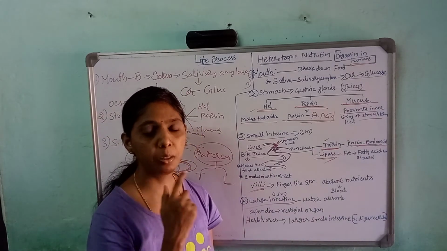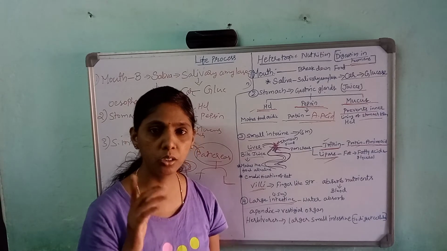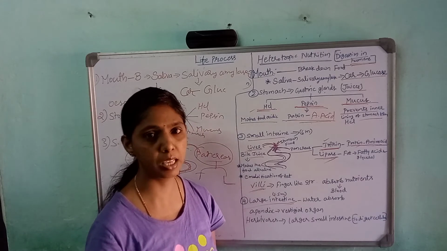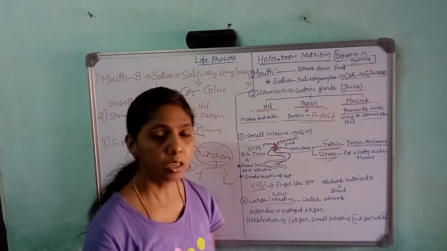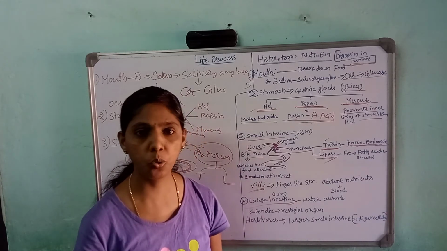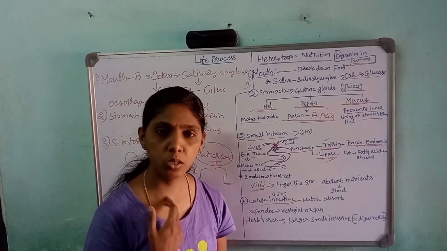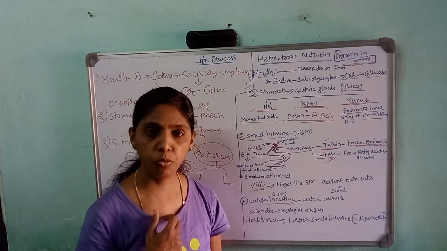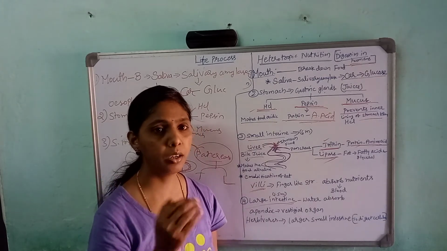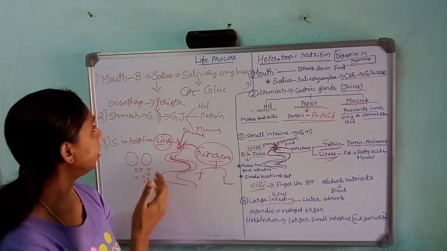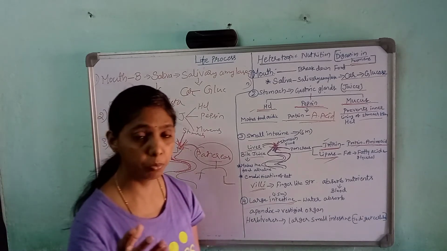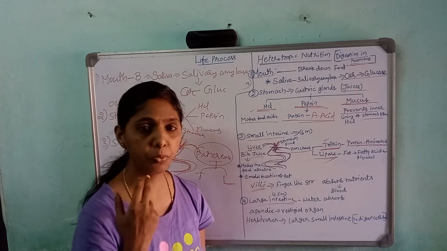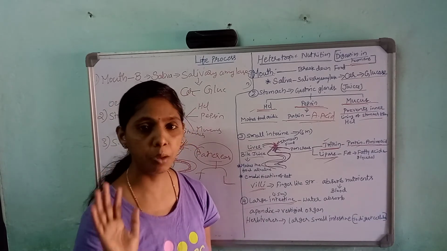In the mouth, the teeth break down the food, and in the mouth there is saliva which contains salivary amylase as the enzyme. That salivary amylase converts carbohydrate into glucose. Then through the esophagus, the food reaches the stomach. With the help of peristaltic movement, in bolus form, the food passes from the mouth to the stomach.